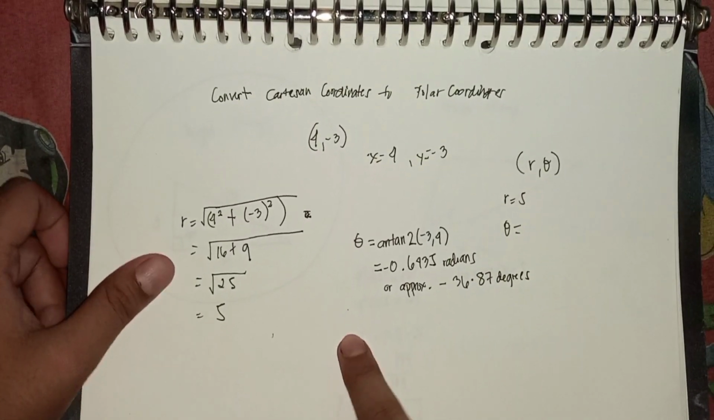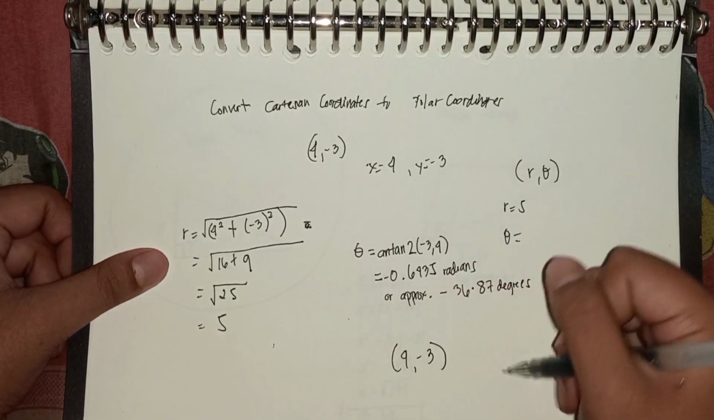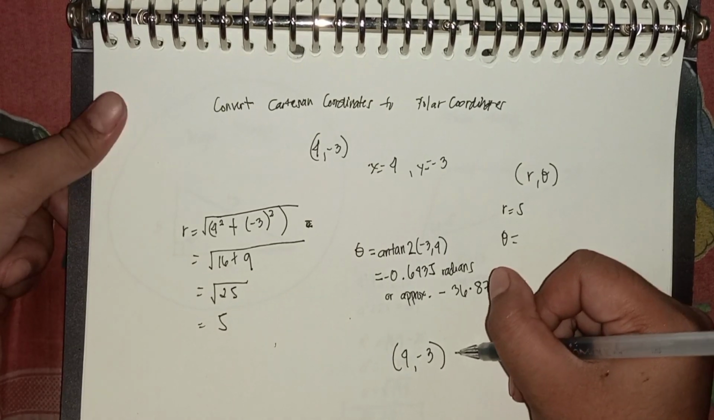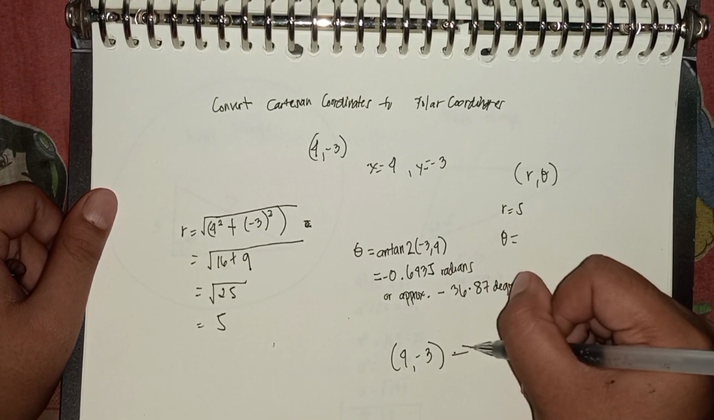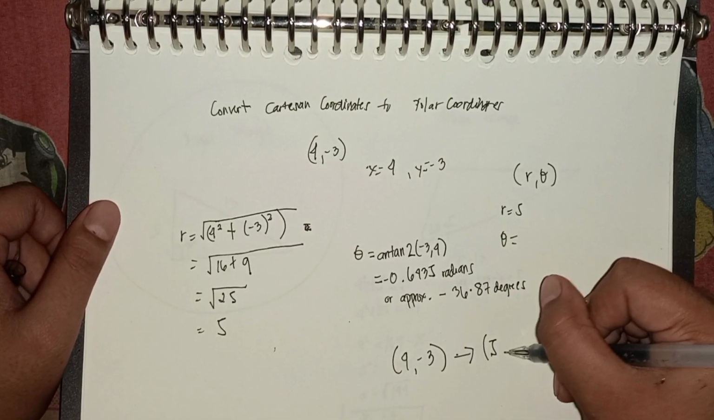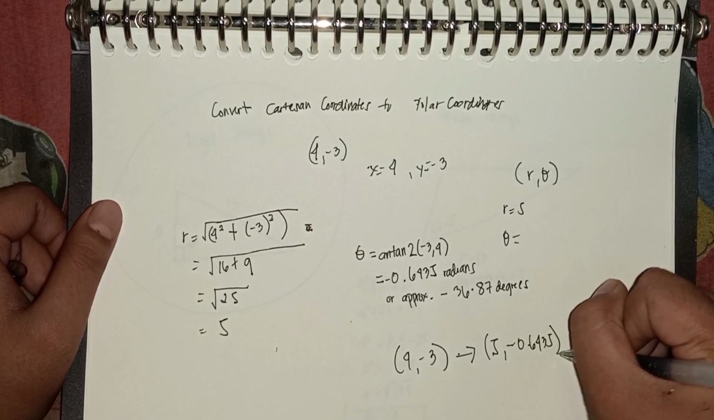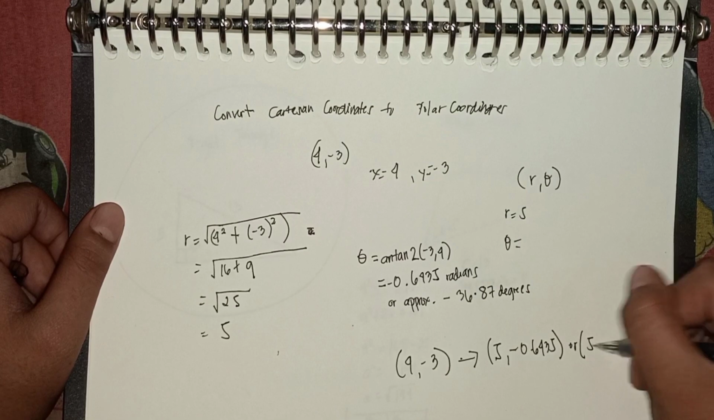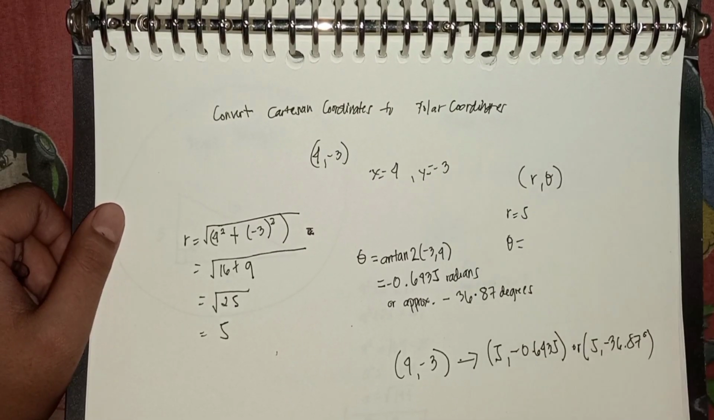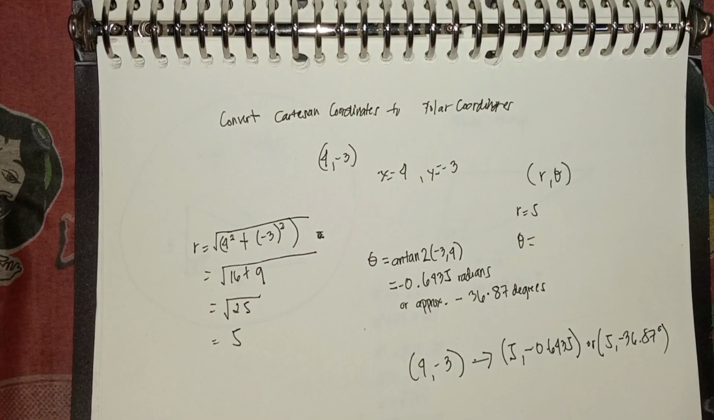Therefore, this Cartesian coordinate can be converted to a polar coordinate as (5, -0.6435) or (5, -36.87 degrees). That's how you convert Cartesian coordinates to polar coordinates.